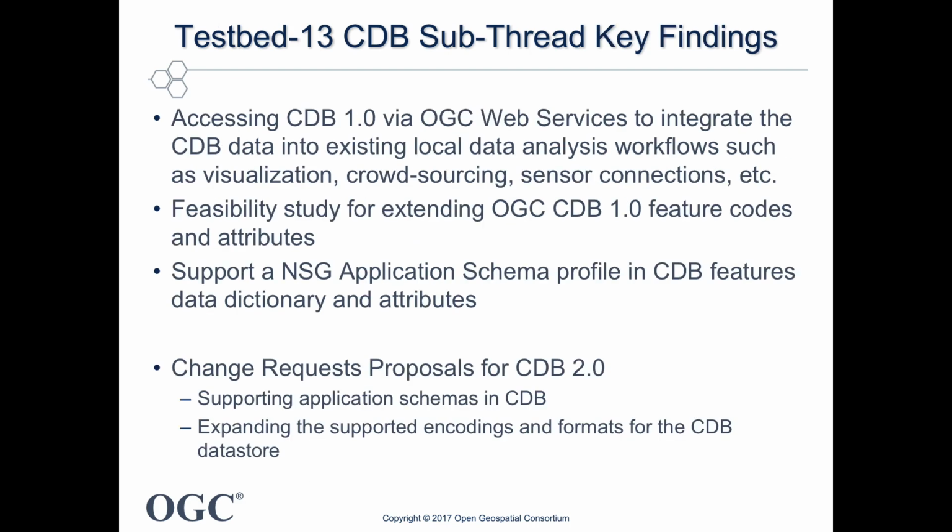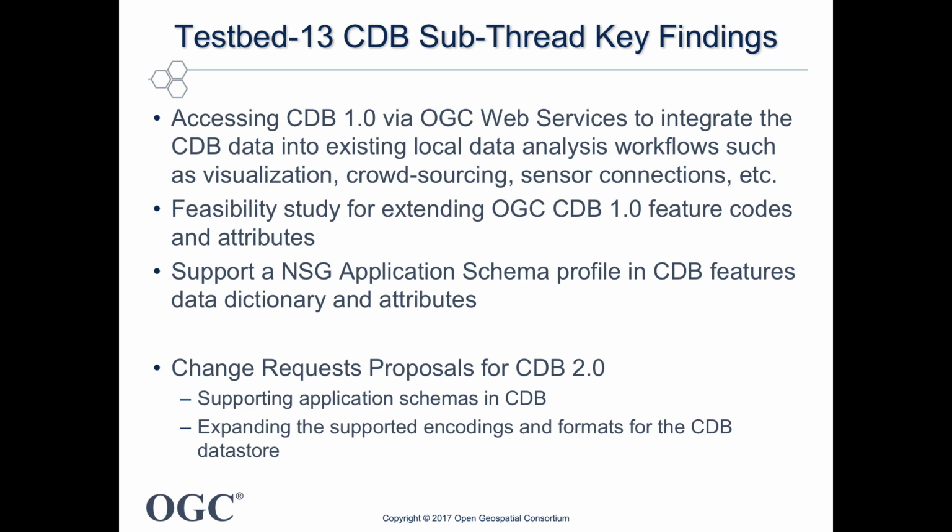The work and experiments that were done in the OGC Testbed 13 CDB subthread are described in the CDB Engineering Report document. These are the current key findings of the CDB subthread. OGC web services can be used to make CDB data available. A feasibility study for extending OGC CDB 1.0 feature codes and attributes reveals that the current version, 1.0, supports only a limited set of feature codes.